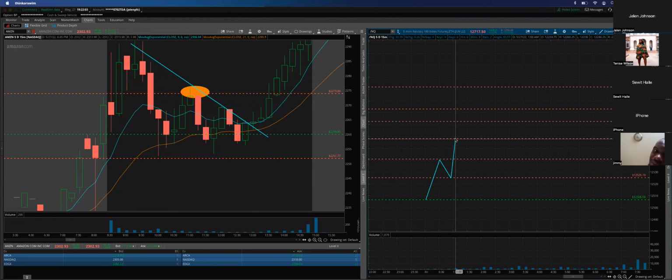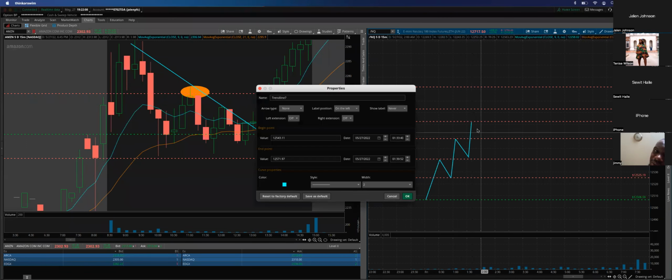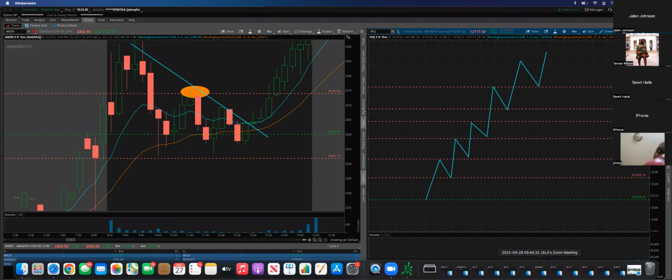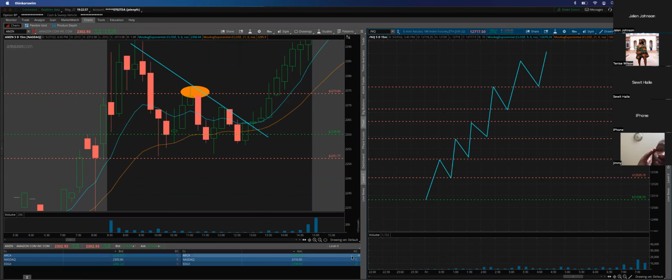Can anybody tell me what I'm making right now? This is an uptrend, right? Correct. Okay, so now this is an uptrend. Where do we buy calls on the uptrend, right? Can anybody tell me where we buy calls on the uptrend? Higher lows, not lower highs. Remember, we're in the uptrend, right? We're at higher lows, right?